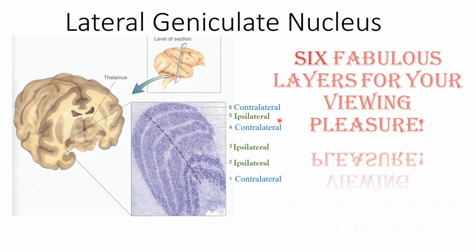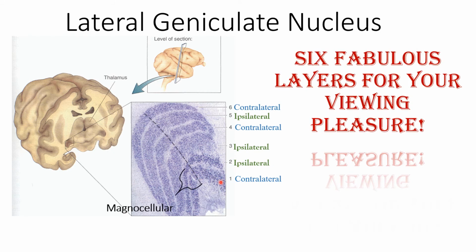So ipsilateral versus contralateral. But there also is another distinction that you can see based on the darkness of these layers. Layers 1 and 2 are stained darker than layers 3, 4, 5, and 6. And this is because layers 1 and 2 are receiving magnocellular input. Magno means magnanimous or magnificent, means large. So these are larger cells with larger axons that are coming into the magnocellular input.